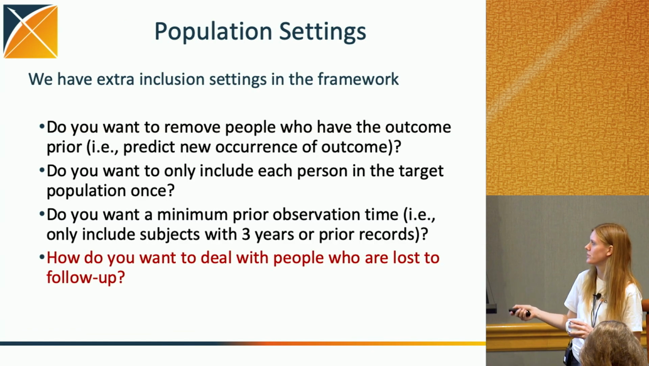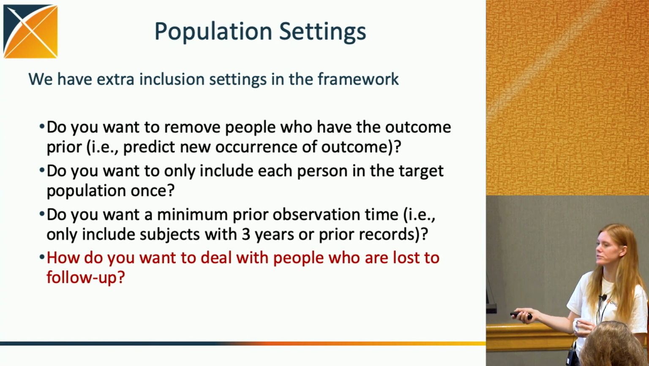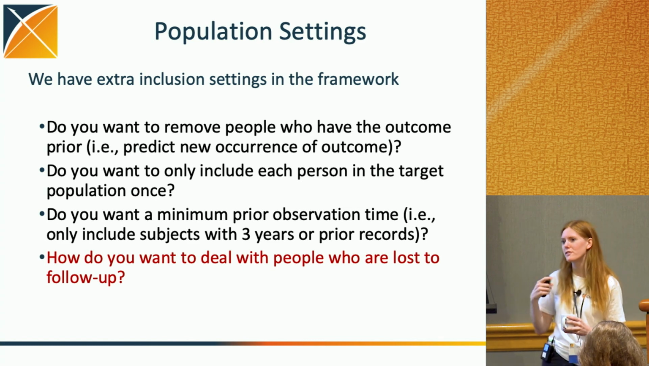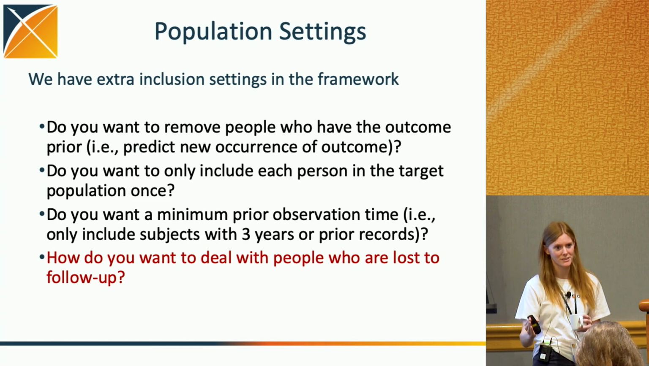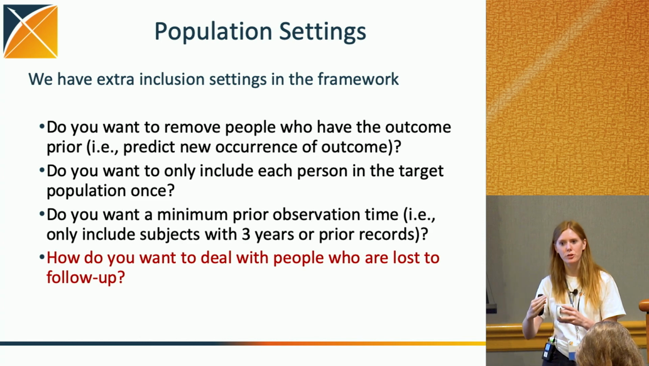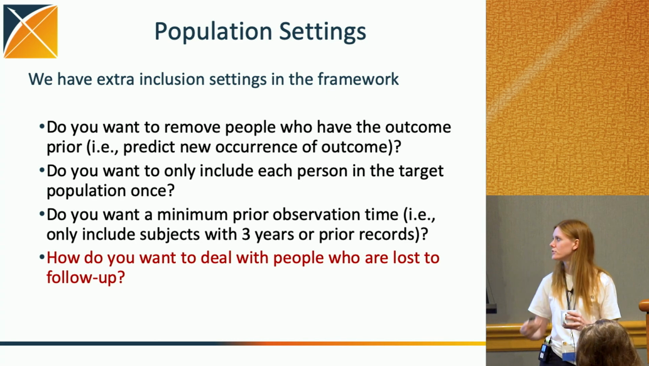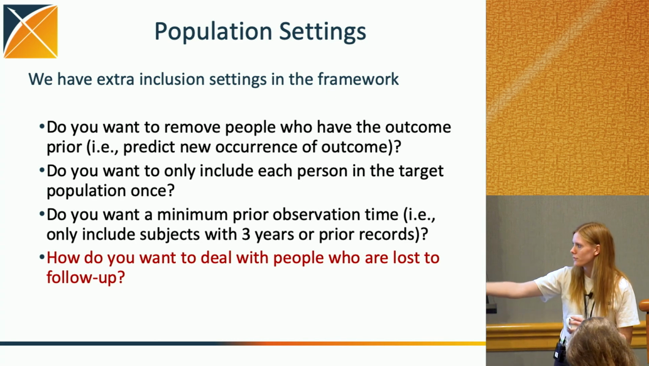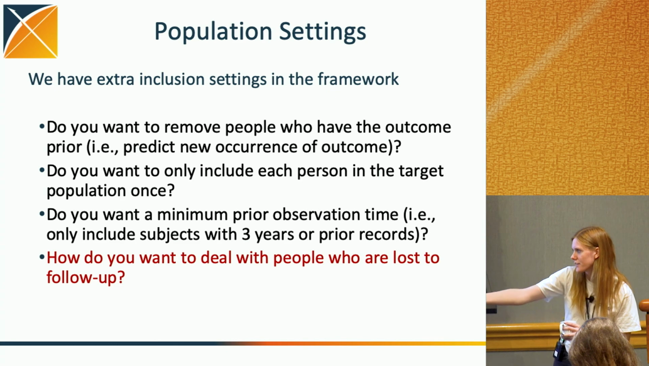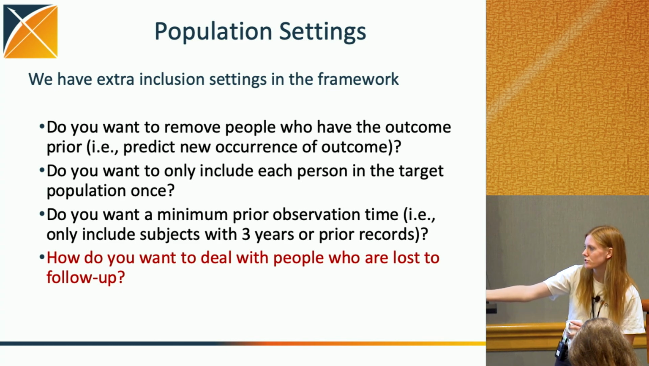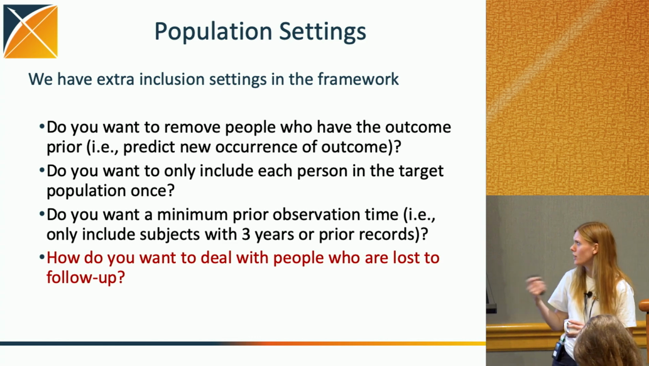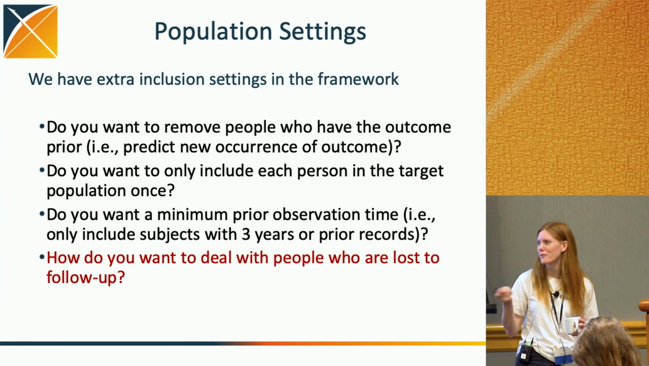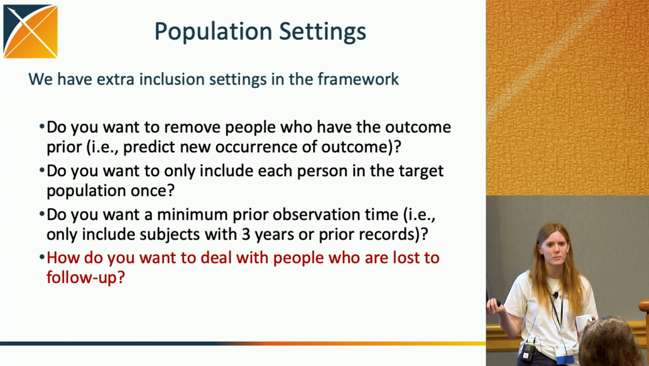And the final option that you have is, how do you want to deal with people who are lost to follow-up? A lot of the time, you know that they've satisfied being in the database until index, because they're in an index, but they could leave the database the next day. So say, for example, they joined when they started taking the drug, and they took the drug to day 60, but then they left the database at day 61. How do you deal with them? Do you keep them in? You haven't really observed them for long. You don't really know what their outcome is going to be.